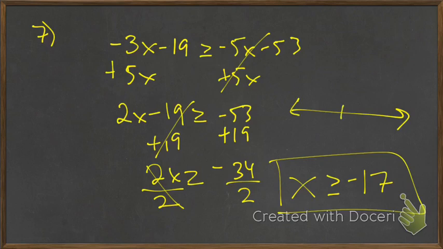So on my graph, does negative 17 work? Yes, it works. And so does everything bigger. So something bigger than negative 17 that's nice to work with is 0. And if I put 0 in here, is negative 19 greater than or equal to negative 53? Yes, it is. So that's good. 0 works. Cool.